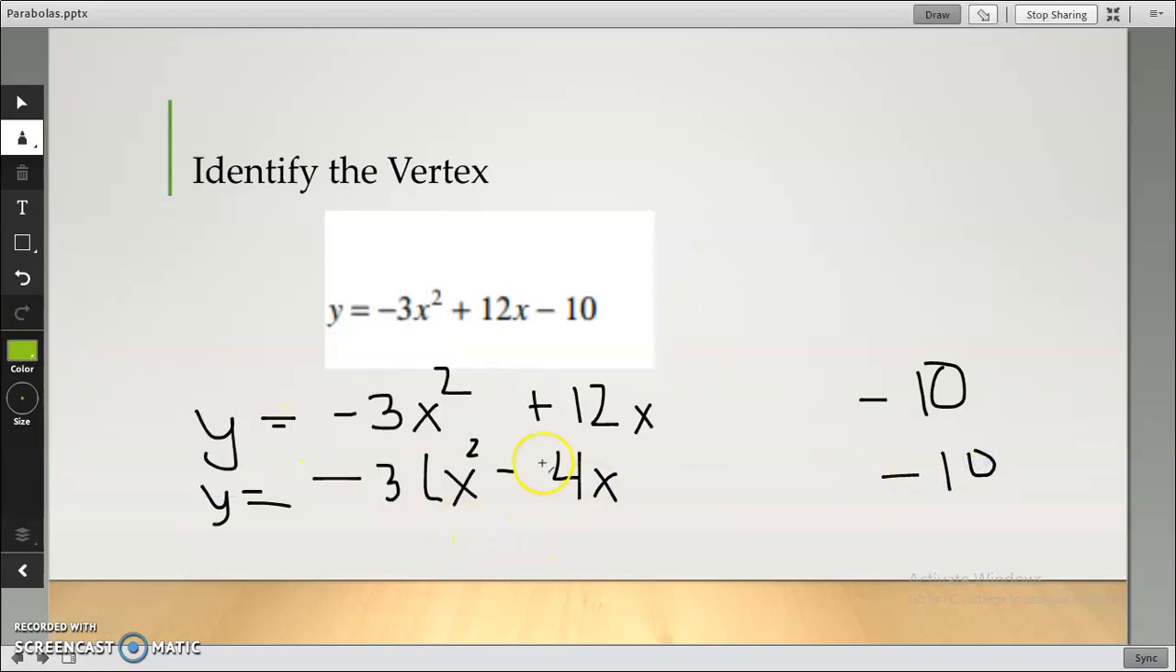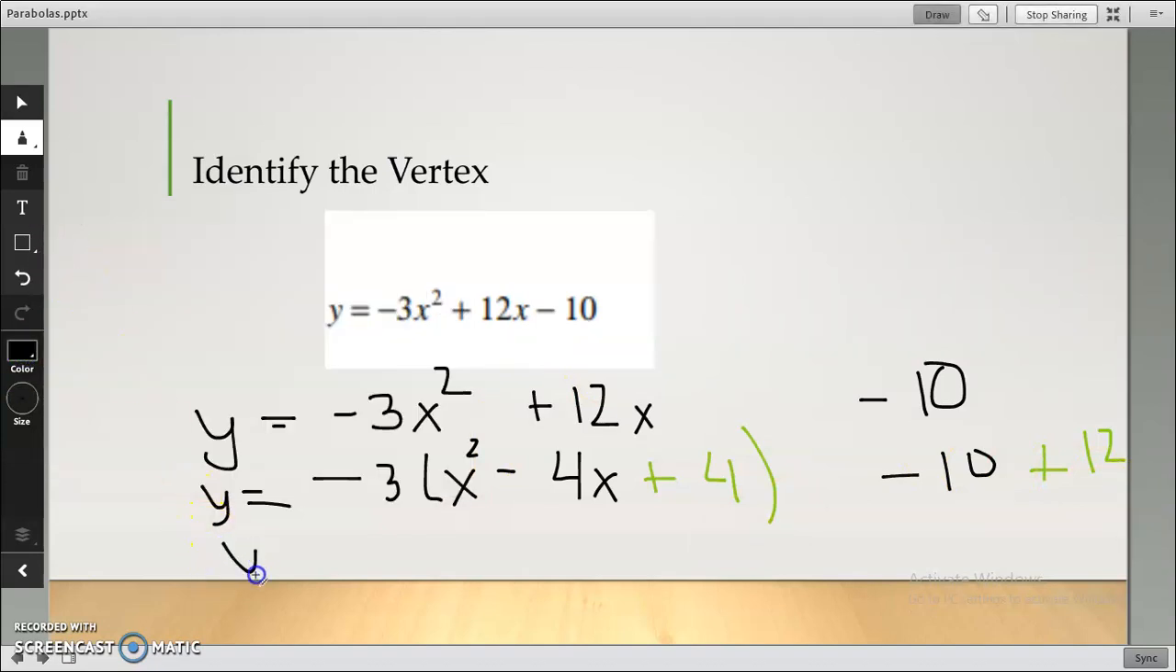So now I can complete the square. I can divide 4 by 2, and even though it's a minus sign here, I know that 4 divided by 2 is still 2. 2 squared is 4. Now, here I have negative 3 times 4, so I can't forget that I'm multiplying by this negative 3. Negative 3 times 4 is negative 12 that I've added here, so I have to do the opposite, which is add a positive 12.